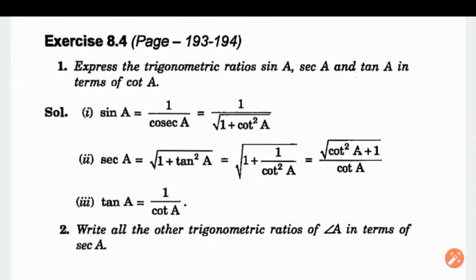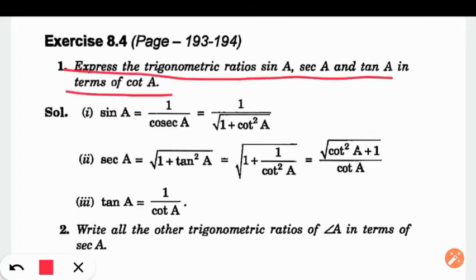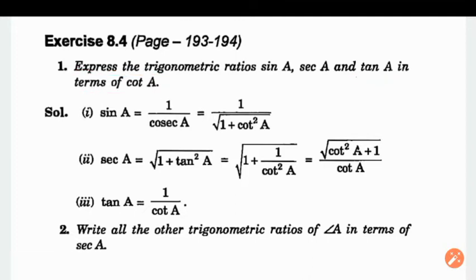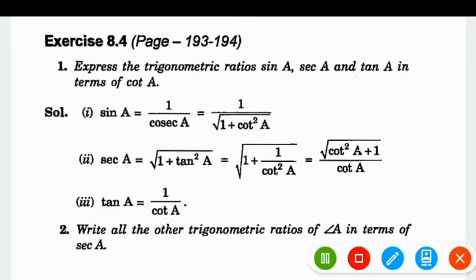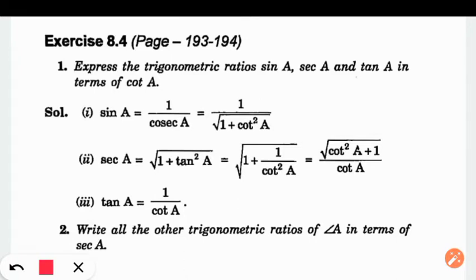Here we have the solution. So in number 1 what we have is: express the trigonometric ratios sin A, sec A, tan A in terms of cot A. Here we need to express sin in terms of cot, sec in terms of cot, tan in terms of cot. So let's move with the first one, sin A. So how do we convert sin A in terms of cot?